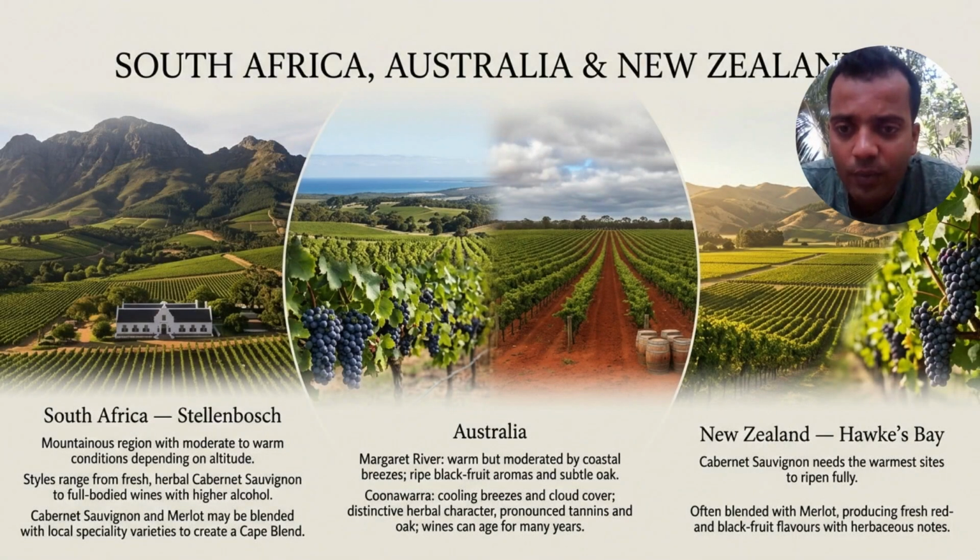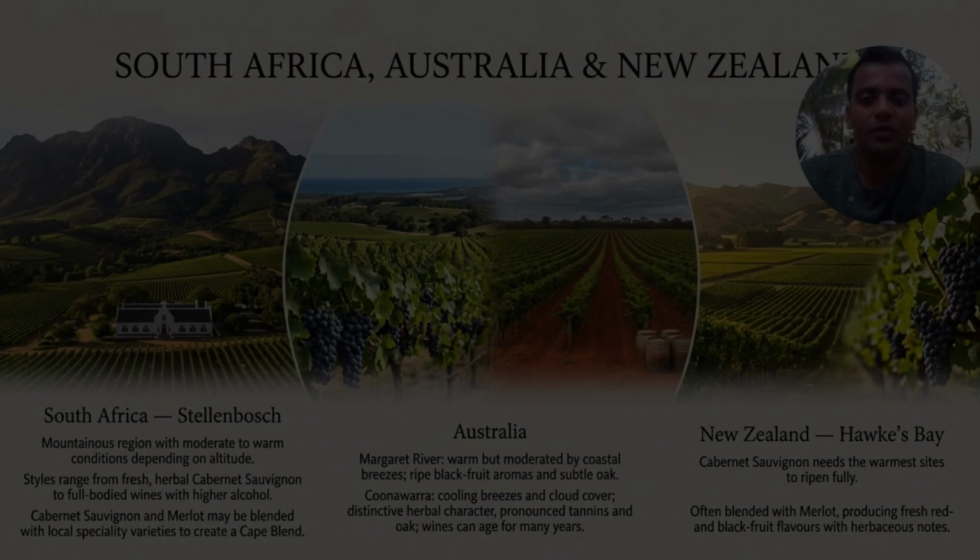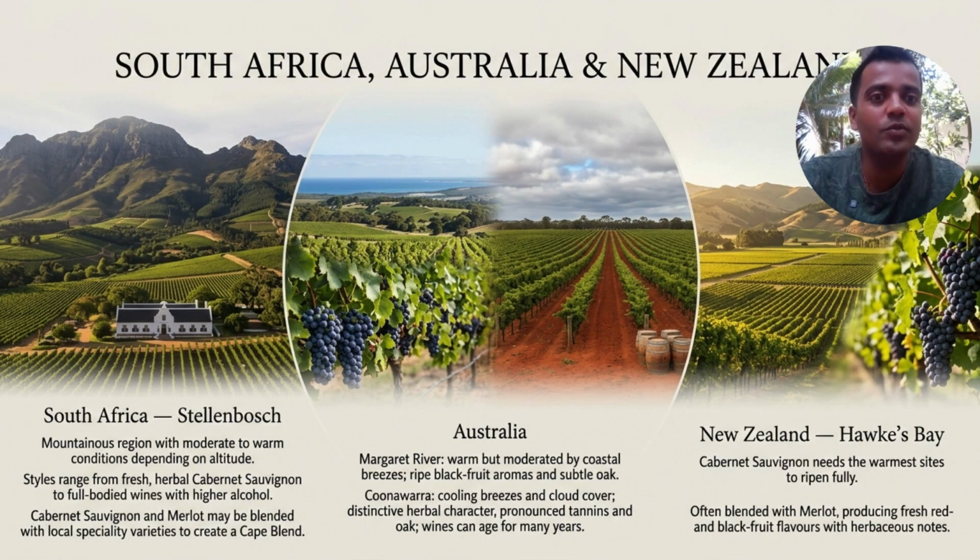So styles range from fresh herbal Cabernet Sauvignon to full-bodied wines with high alcohol. So the styles range from fresh and fruity towards fuller-bodied, more structured, more powerful wines with high levels of alcohol. So Cabernet Sauvignon and Merlot can be blended with other local grape varieties to create a blend called Cape blend. So Cape blend is one of South Africa's signature styles of red wines that are made with Cabernet Sauvignon, Merlot, sometimes with Pinotage, etc. So it's a unique blend to South Africa, like the Bordeaux blend in France, they have the Cape blend in South Africa.